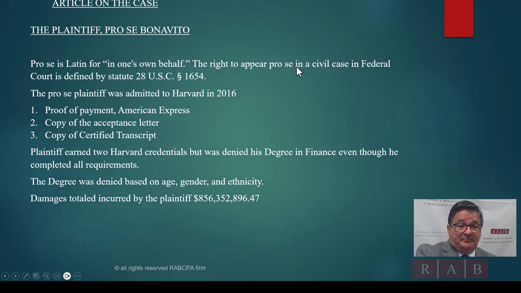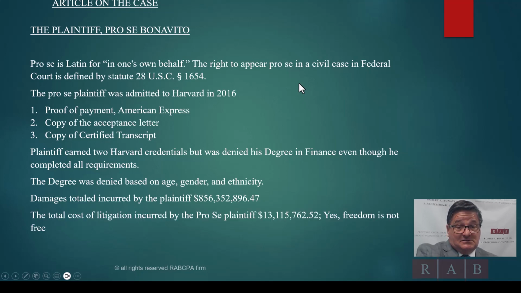Now, the damages that my experts had in this case was $856 million. Litigation costs was over $13 million I had to pay. Just because you're pro se doesn't mean you don't have fees. You have to realize that. And if we went to trial, they were saying there's a 96% chance we win.